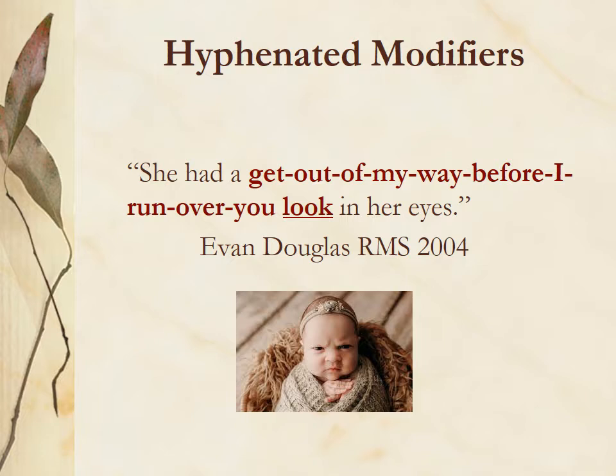She had a "get-out-of-my-way-before-I-run-you-over" look in her eyes. What word are we describing? We're describing the word look. And how are we describing that? All of the words that we're using with hyphens is called a hyphenated modifier. Get out of my way before I run you over. All of those words are working together to describe the way this girl looks.